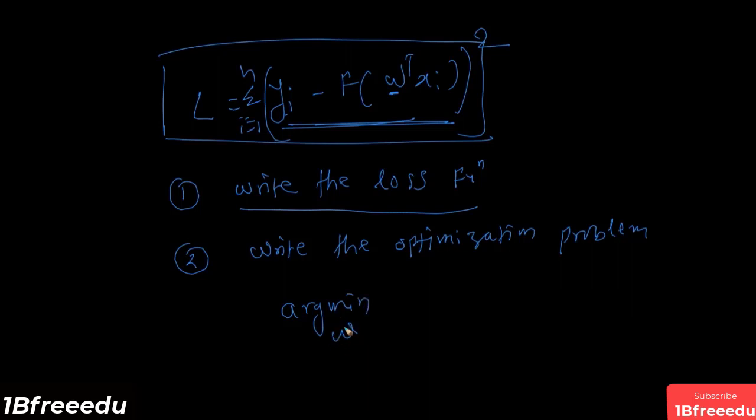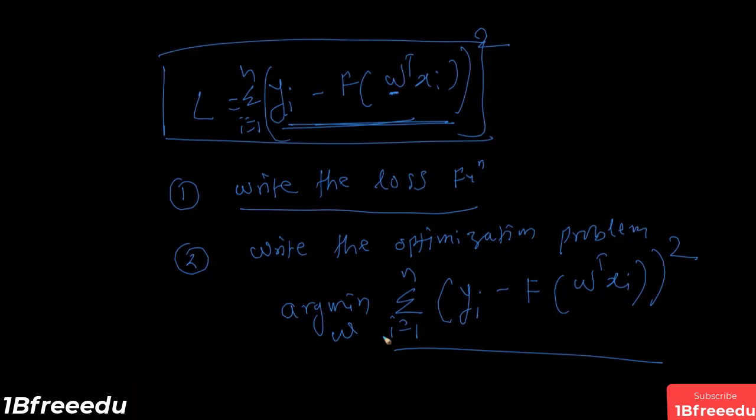We want to find a w which will minimize this loss, right? Loss, which is nothing but summation over i equals 1 to n of (yi minus f of w transpose xi) squared. So we want to minimize this loss. Such a w, let us call it w star. We want to find a w star which will minimize this loss, right?